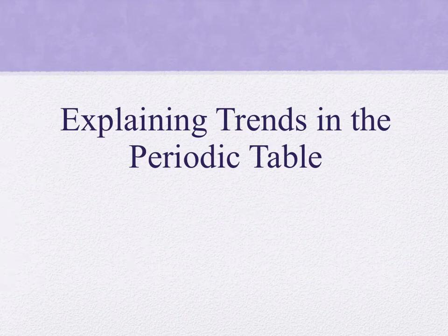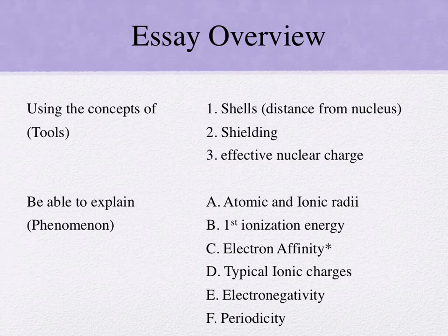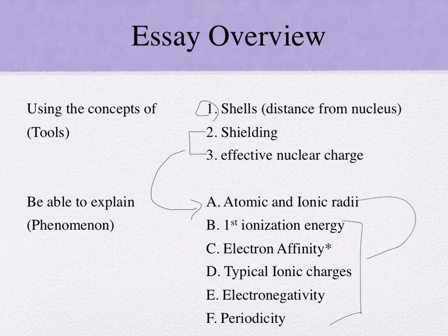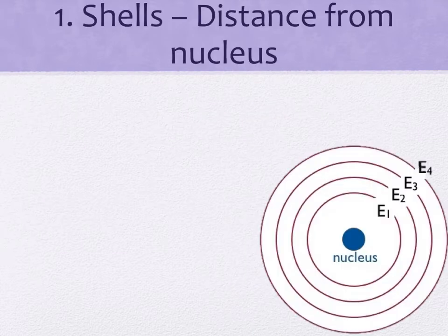We're going to look at trends in the periodic table in two separate sections here. The first one focusing primarily on size. We've got these concepts here. If we can understand how atomic shells affect the size, we've then got these two terms here, shielding and effective nuclear charge. Once we can use those to explain size, we can then use the size of an atom to explain all these other properties. So size is incredibly important. So let's take a look.